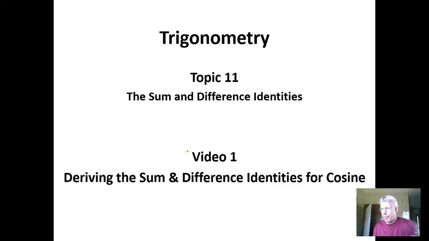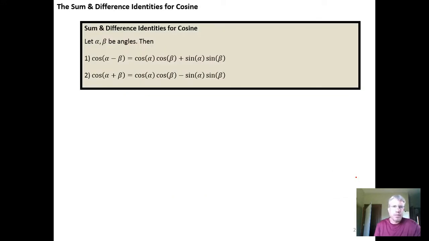So in this video, what we want to do is derive the sum and difference identities for the cosine function. But before we do that, let's take a look at the sum and difference identities. They're called the sum and difference identities because they involve taking the cosine of either a difference or a sum of two angles.